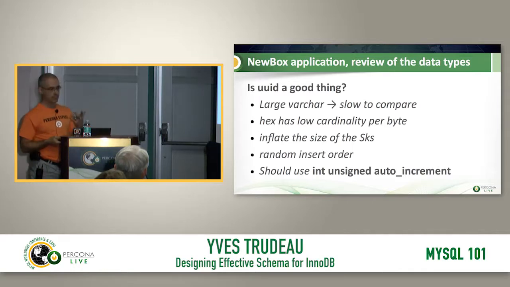Also, hex per byte has a cardinality of 16, so you need to go far in to really see a difference, while an integer per byte has 256, which is very great. It inflates, like I mentioned, the size of the secondary keys, so your data on disk is bigger and you store less in your buffer pool.